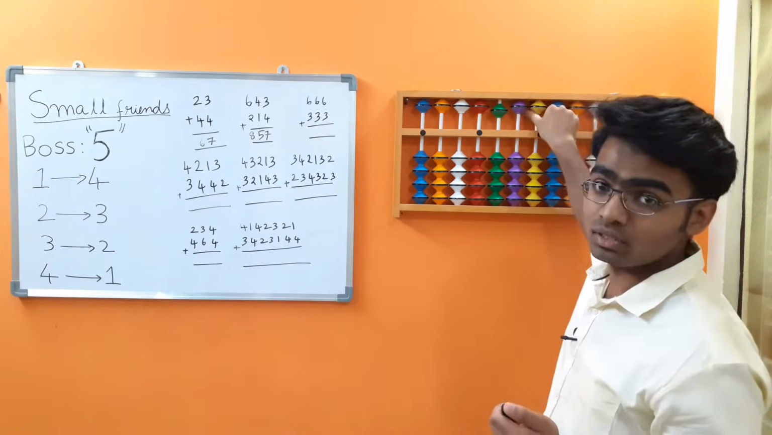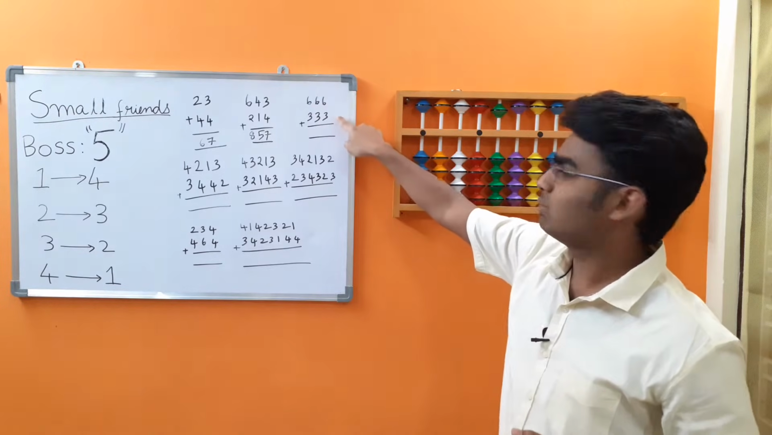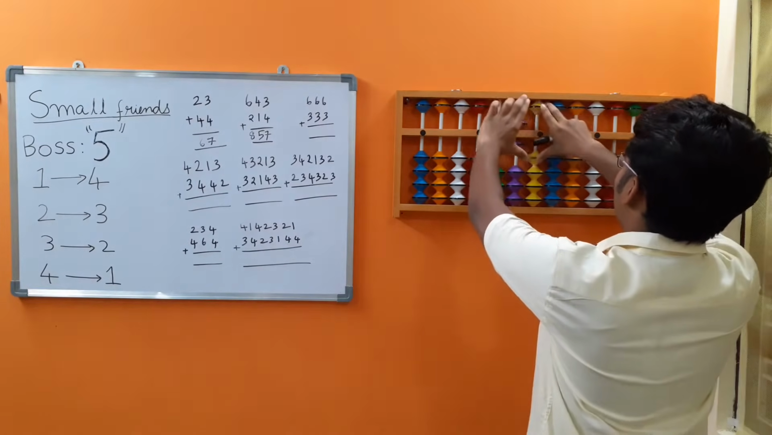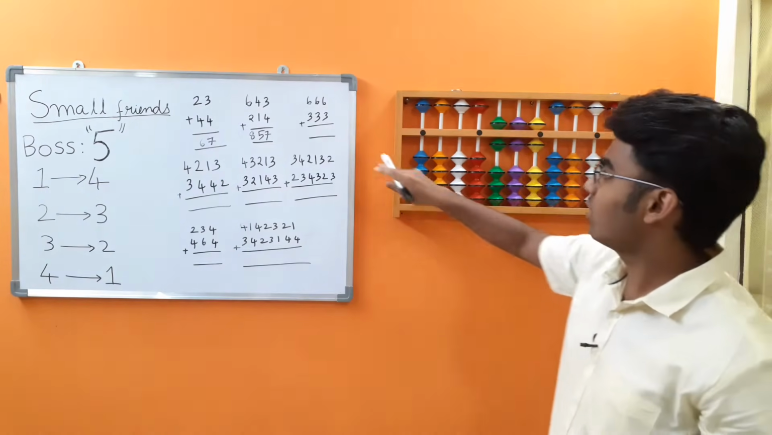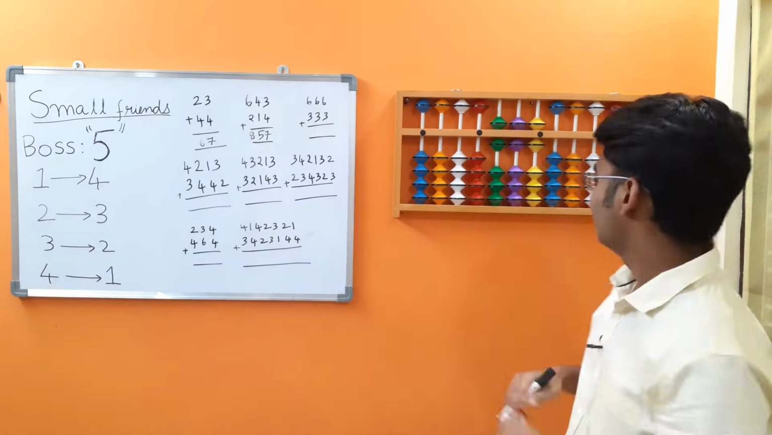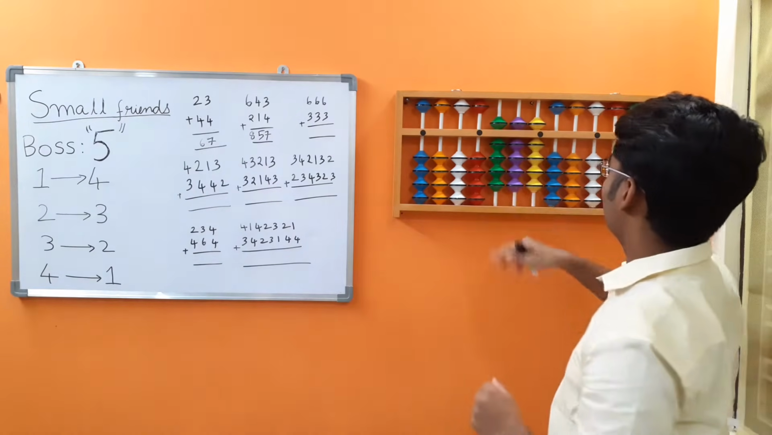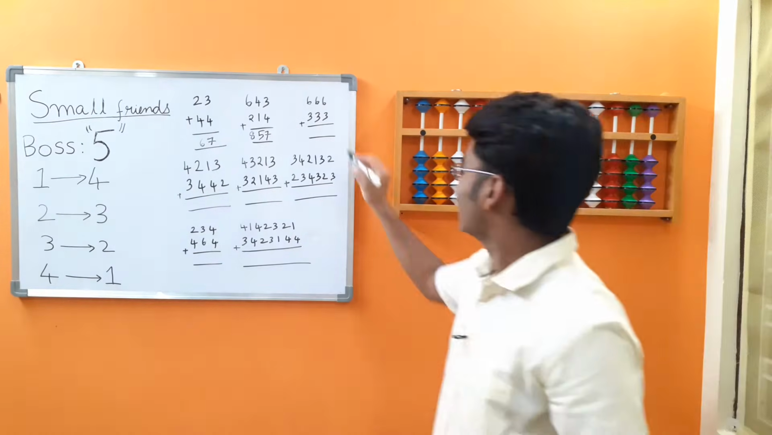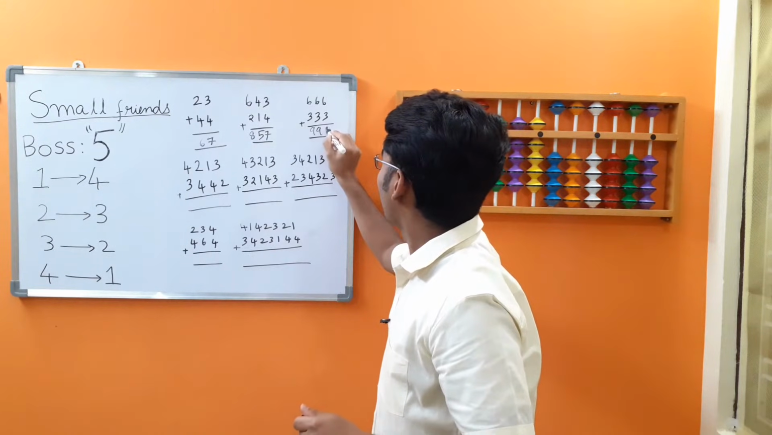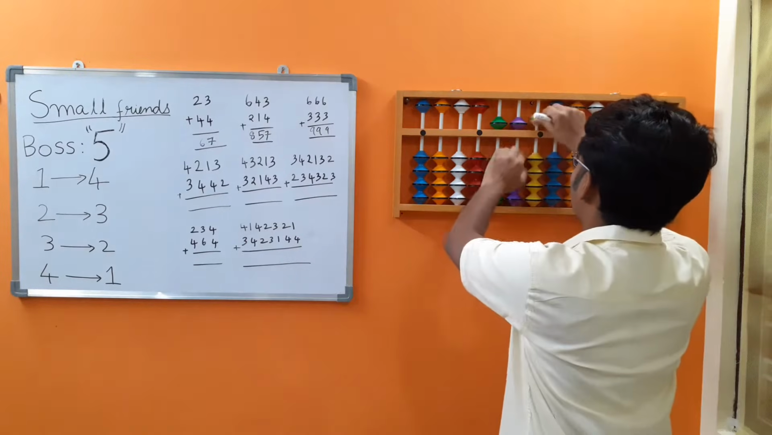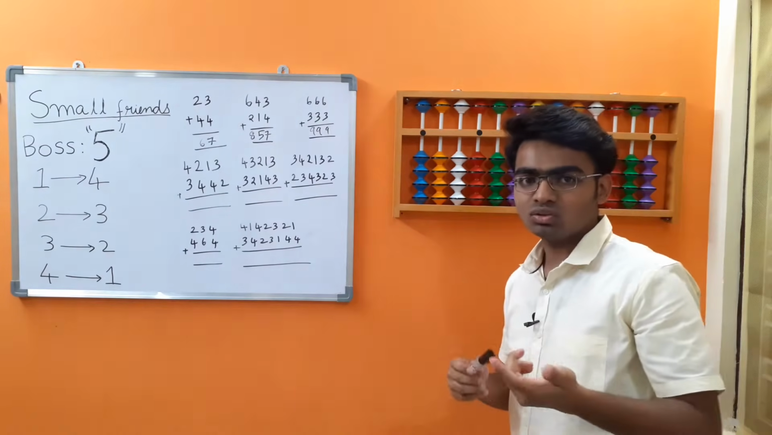On to the next example. 666 plus 333. 666, we have to add 333. This is simple, right? Because we have enough beads, right? Got the answer as 999. It's fun, isn't it? Now let's explore the thousands rod also.